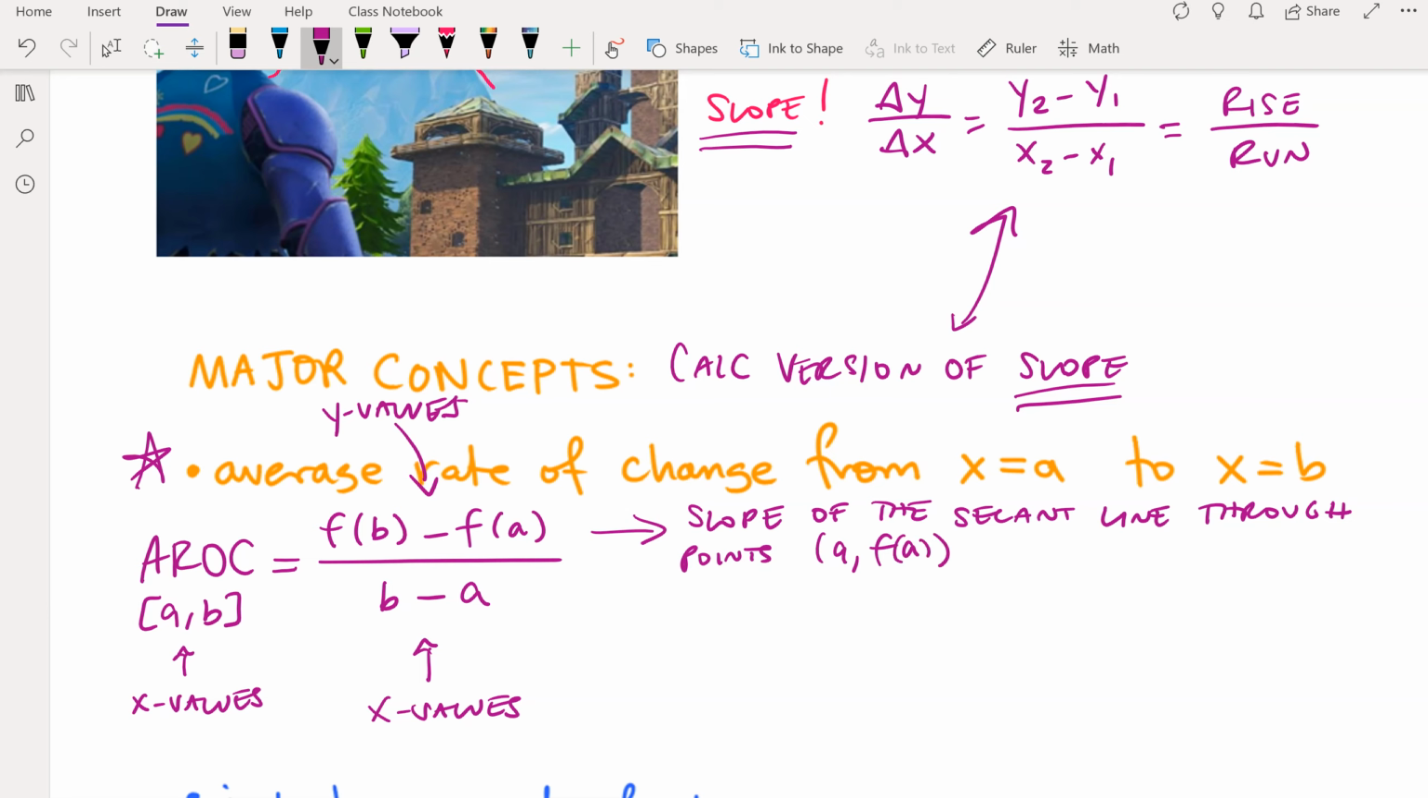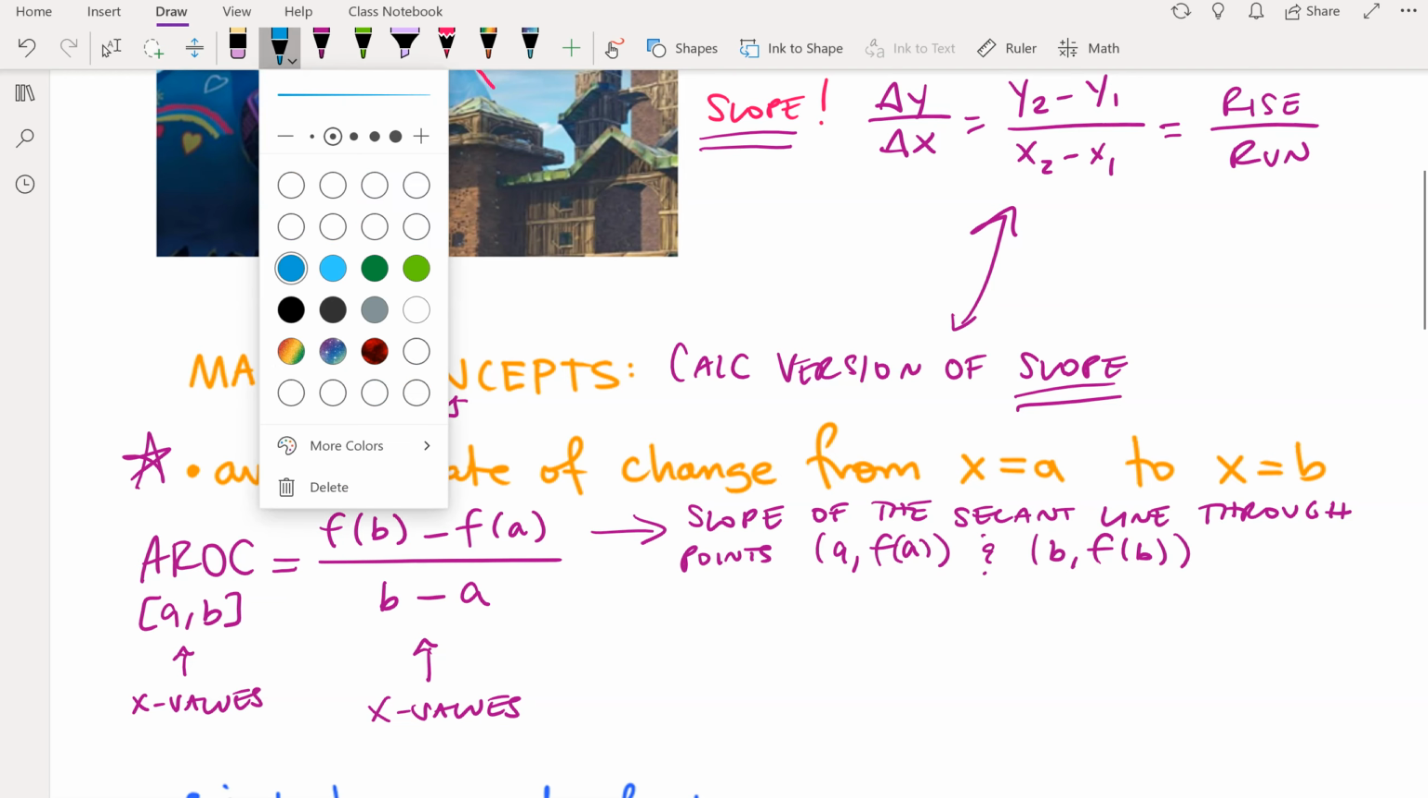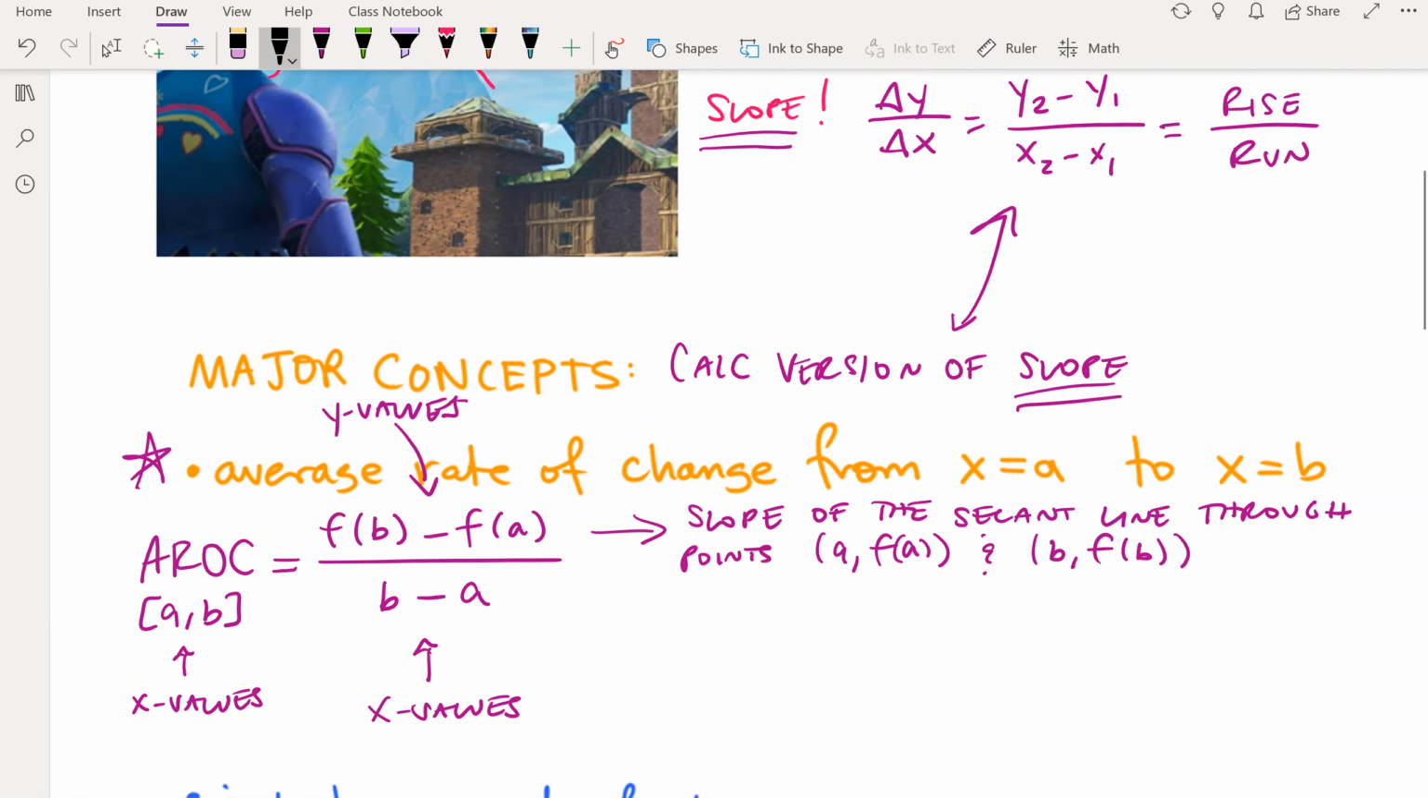So again, A is an x, f of A is a y. That's one point. And the point B, comma, and then the y value when you plug in B, f of B. All right, and let's sketch a quick graph so that we understand what the slope of the secant line is, what the average rate of change is.